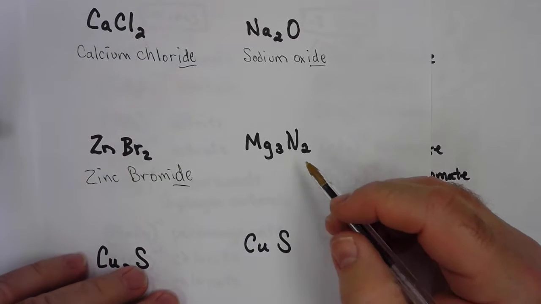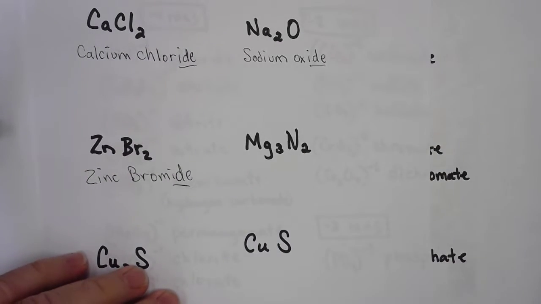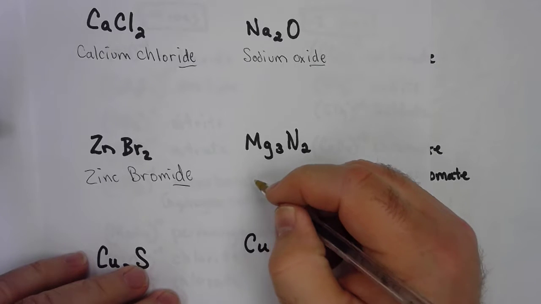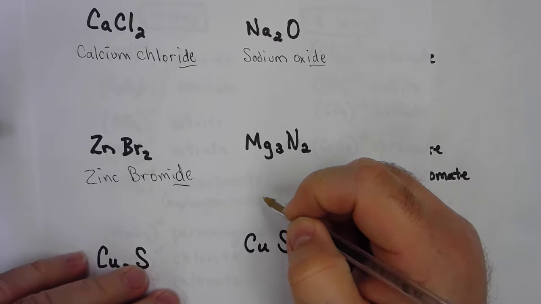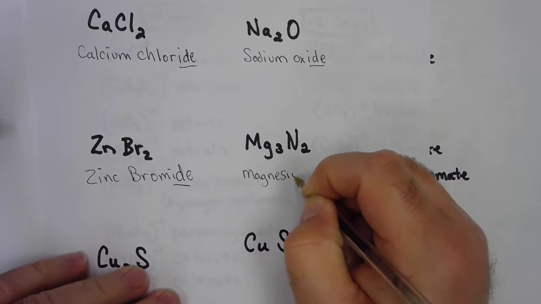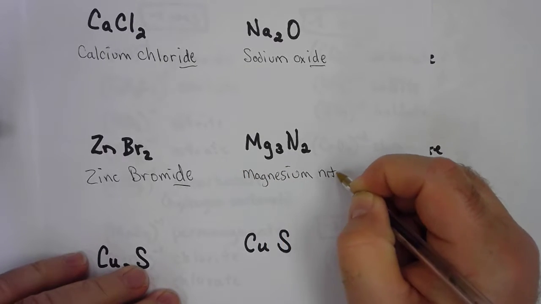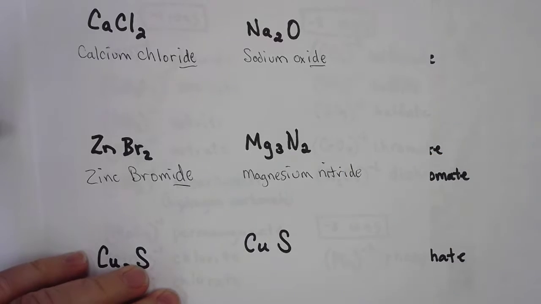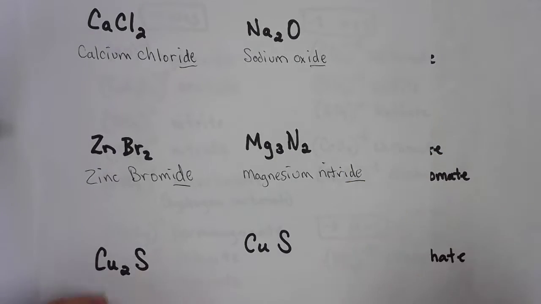Here we've got Mg3N2. Again, subscripts really don't come into play in the naming except for the transition metals. This is magnesium nitride. Again, see the IDE ending.